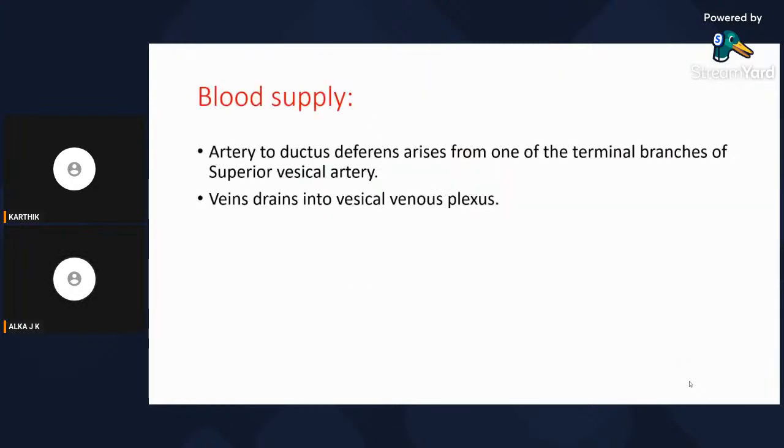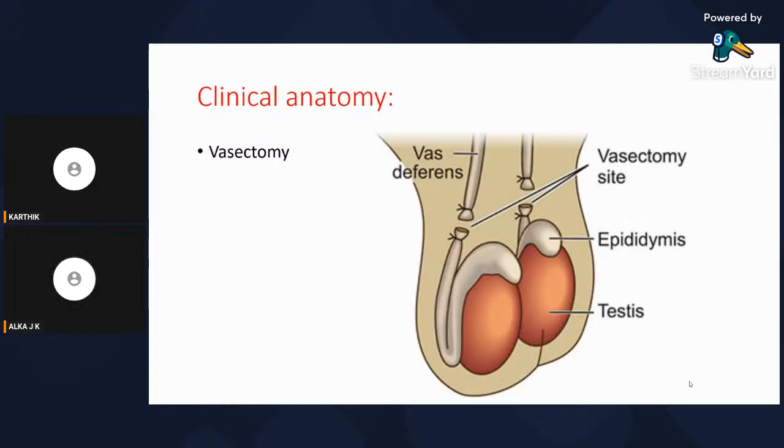Next, see carefully here, afterwards it joins with the duct of the seminal vesicle to form the ejaculatory duct. Blood supply: the artery to the ductus deferens arises from one of the branches of the superior vesical artery, and veins drain into the vesical venous plexus.